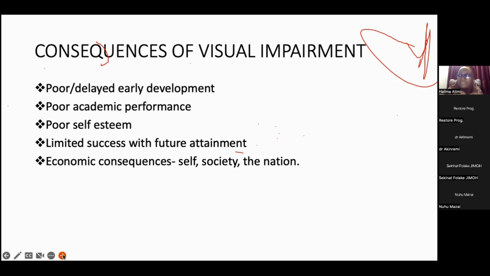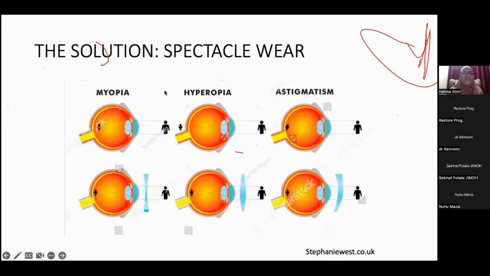So visual impairment exacts a huge toll worldwide, estimated at billions of dollars, either from lost wages or from the sheer amount of money you have to spend to bring up a visually disabled child, estimated to be up to 6 times higher than if you had a child who was not visually disabled. Now, the solution to refractive error is spectacle wear.